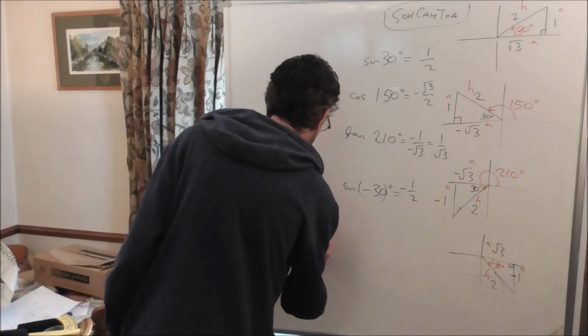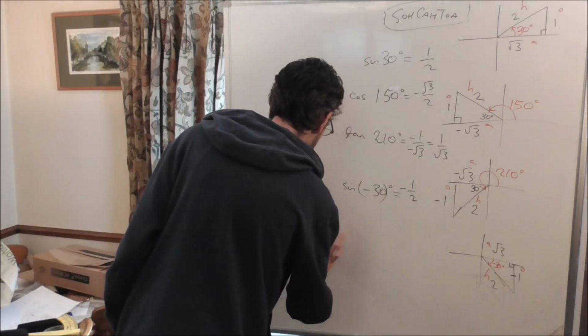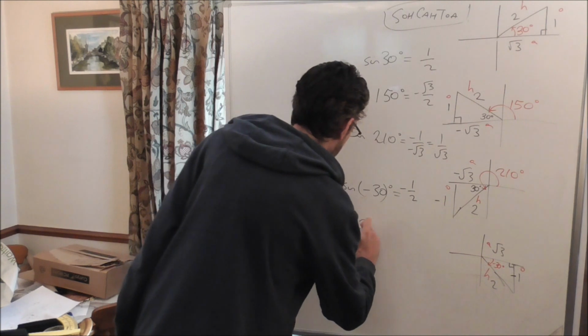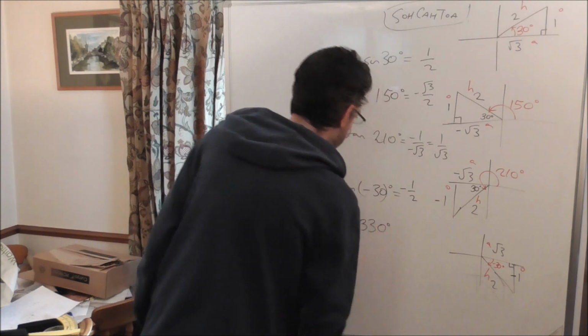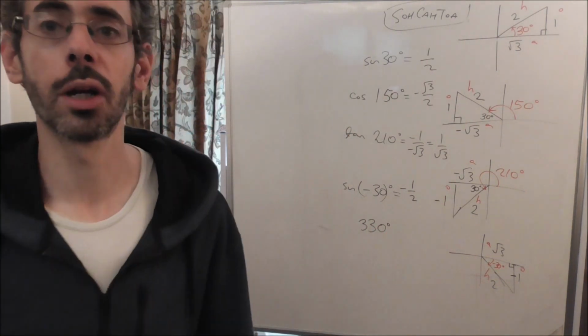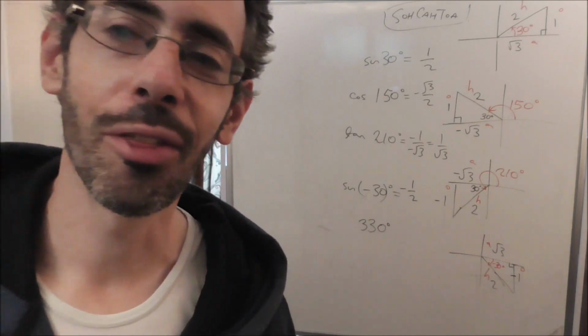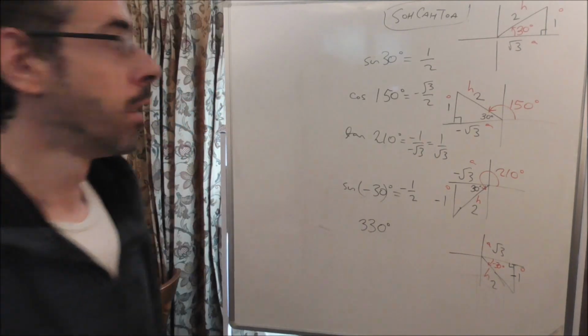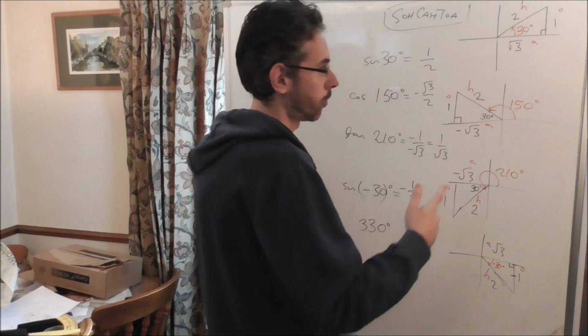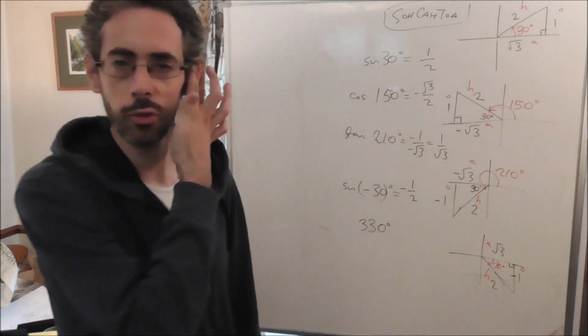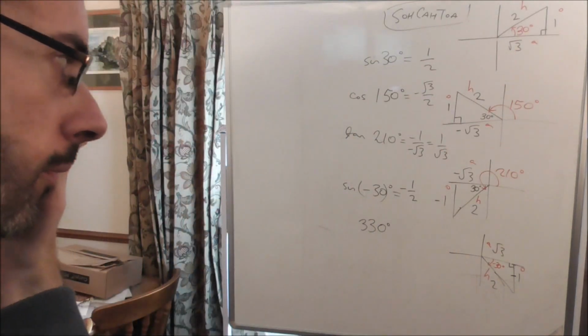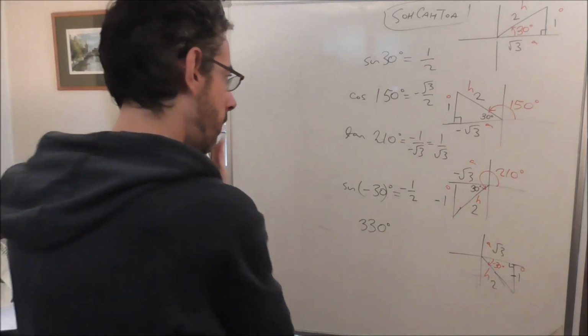Let's do 330. So could we use any of these pictures to work out sine, cos and tan of 330 degrees? Well, 330 is almost a full turn. It's 30 away from 360. So which picture could we use for that?